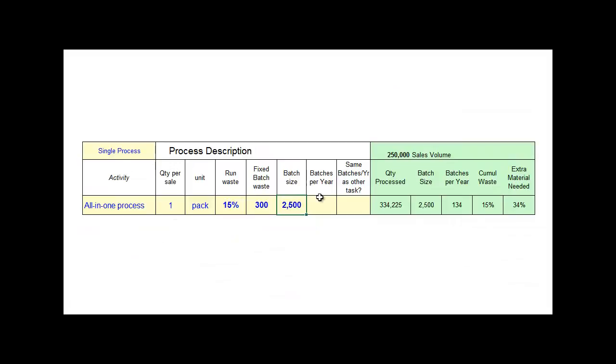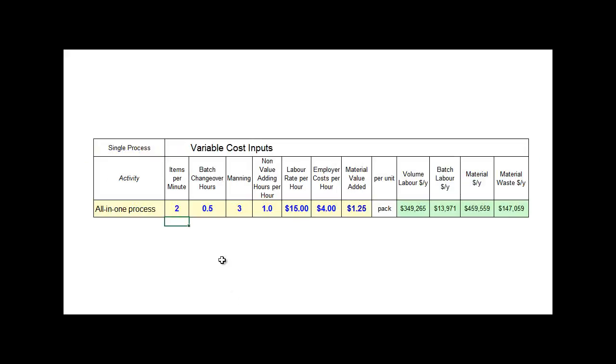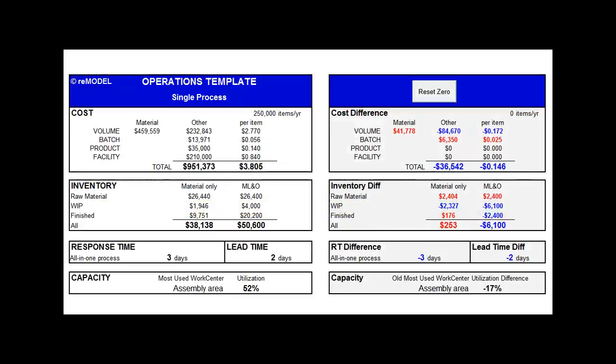I'm going to leave batch size at 1500, and now let's just look at machine speed. Let's increase the machine speed, not to 4 this time, let's go up to 3 items per minute, so it's a 50% increase. What happens here? We're still wasting that material because of the extra batches, but that's more than compensated for, in fact, by the higher productivity of the labor that's running the machine. We're still losing money on the batch changeovers as before because there are the same number of changeovers. But overall, we have a cost saving.